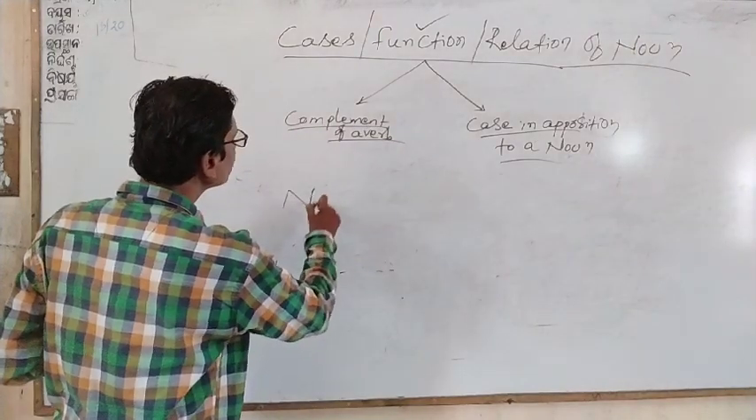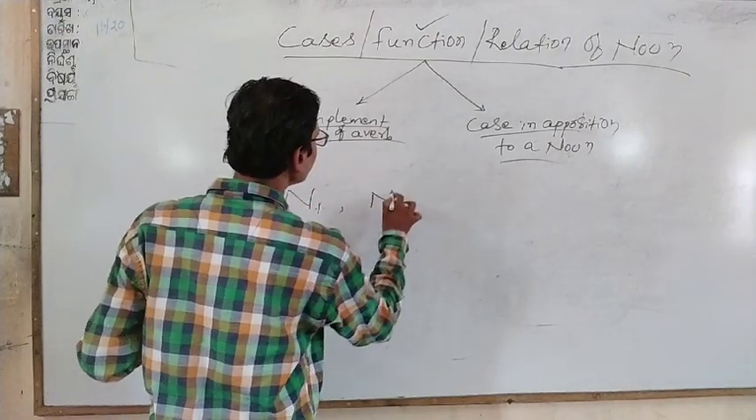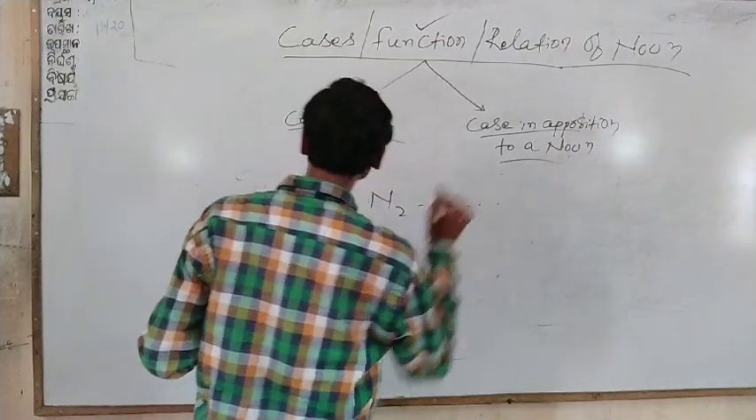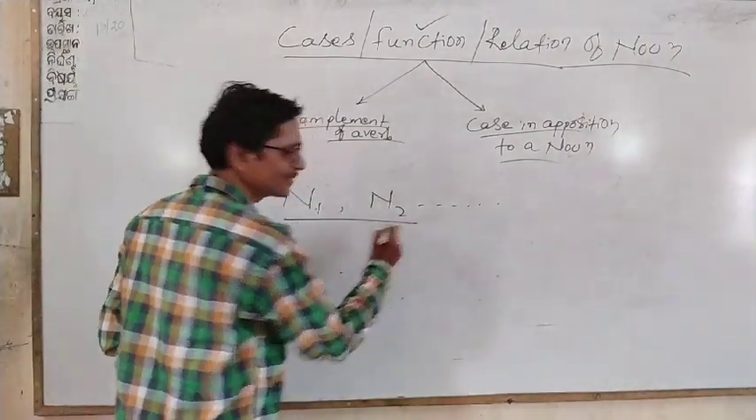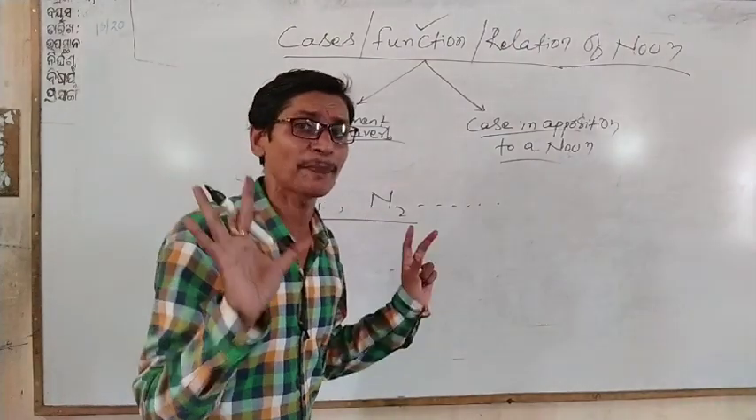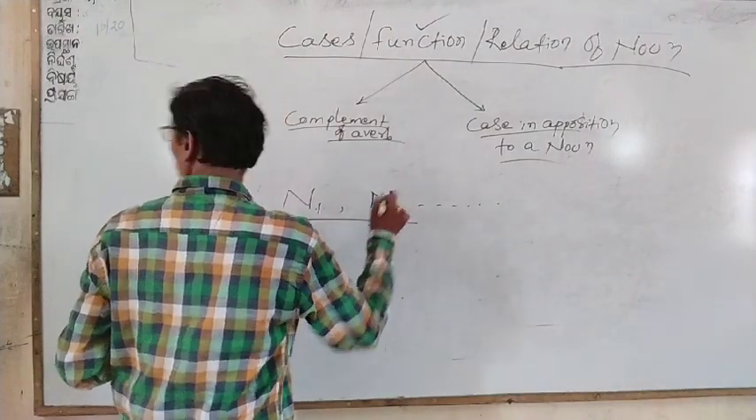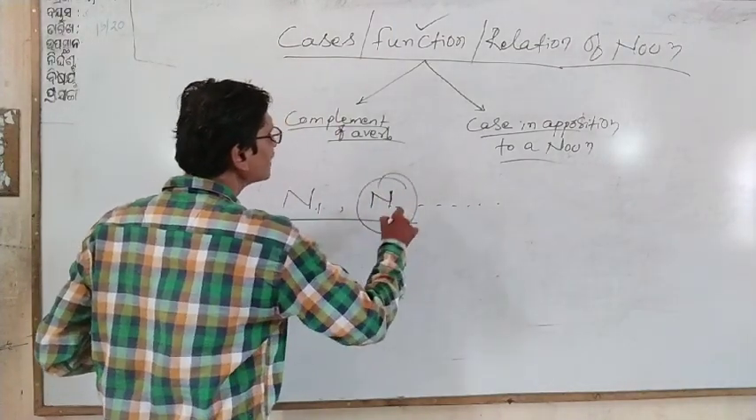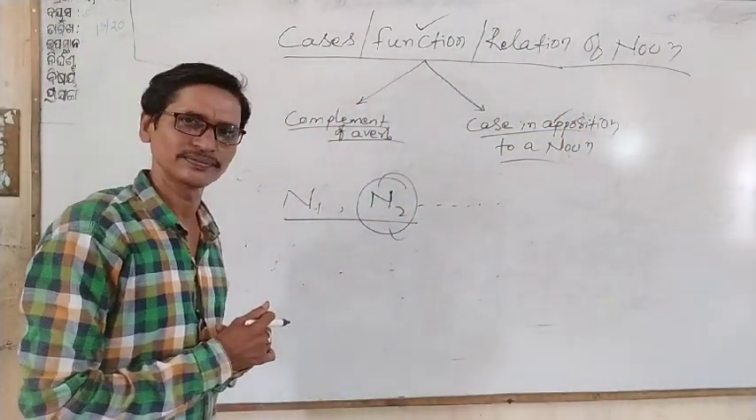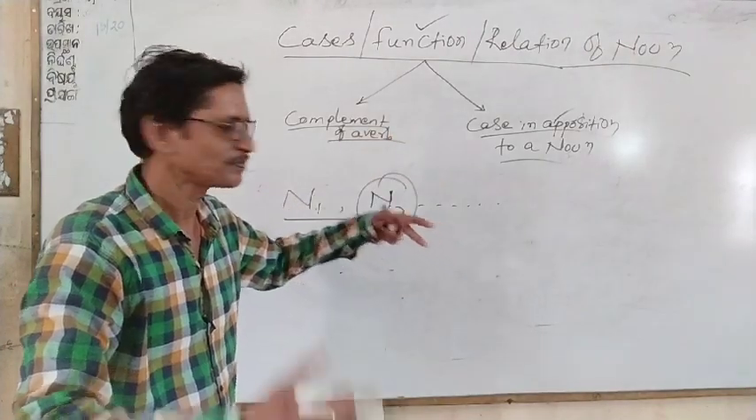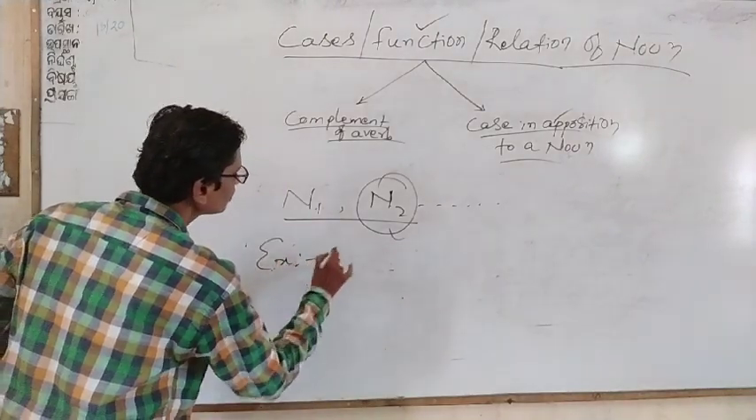When two nouns, noun 1 and noun 2 in a sentence, are talking about the same person, then the second noun is called in apposition case. In apposition to a noun. Case in apposition to a noun. See, I am giving you an example, then you can better understand. The example is here.